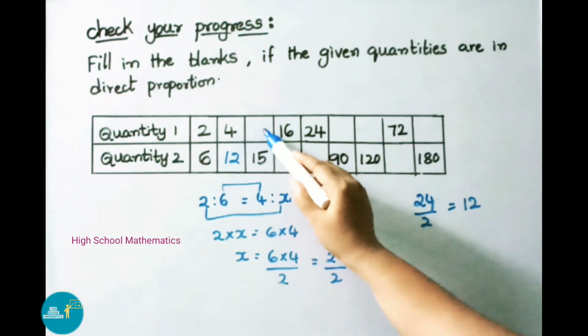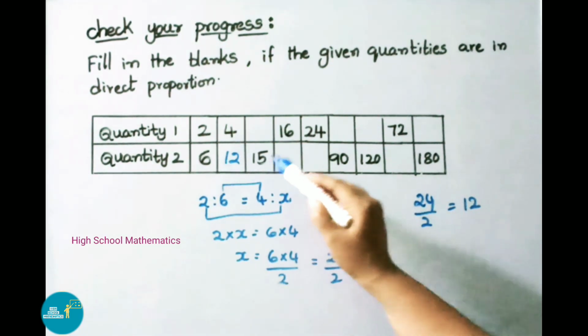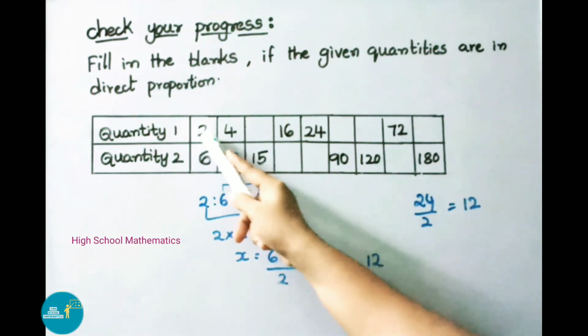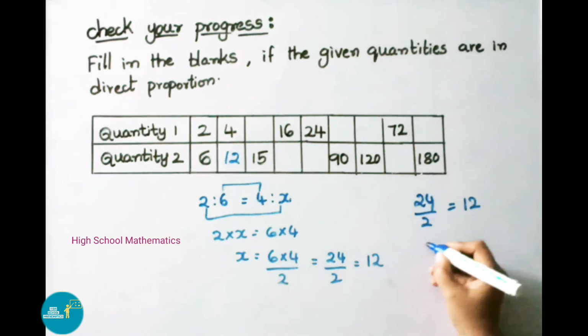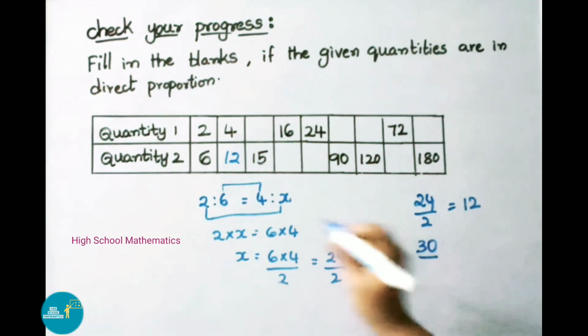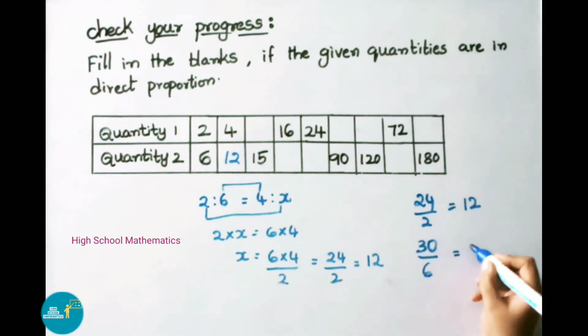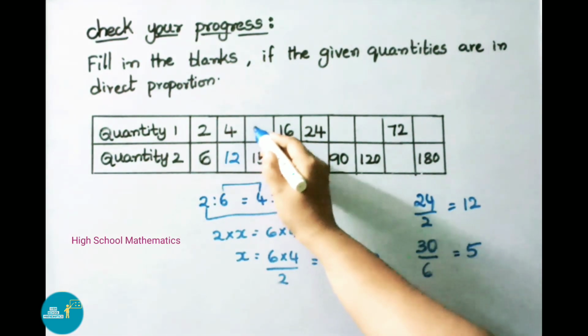2:6, here the unknown value x and this is 15. So what shall we do here? Multiply these numbers. 2 into 15 how much? 30 by, here this value is 6. 6 table 30 is 5 times. So here this value is 5.